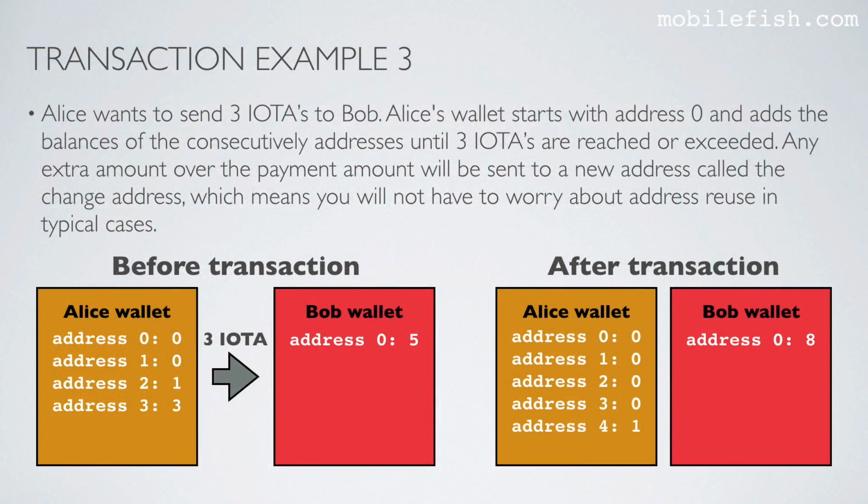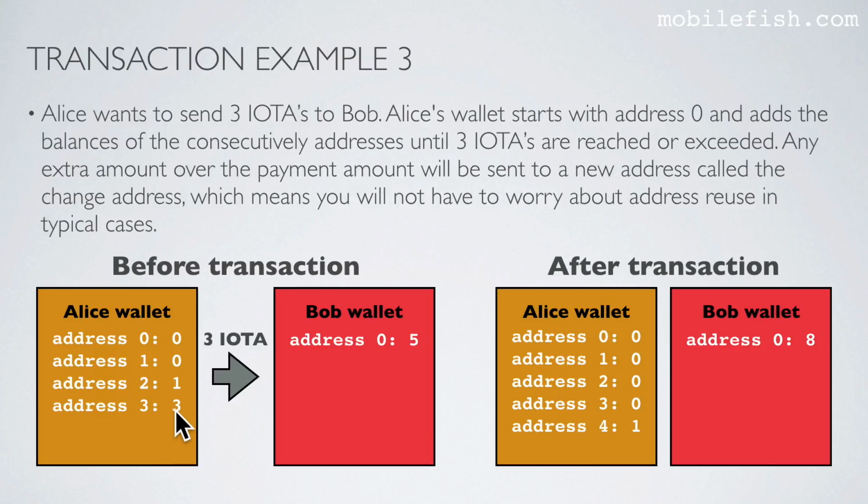This is transaction example 3. This is the situation before the transaction. Alice wants to send 3 IOTAs to Bob. The wallet starts with address 0. It finds a balance of 0. It takes the next address and it also finds a balance of 0. It takes the next address and finds a balance of 1. But that's not enough because we need to send 3 IOTAs to Bob. So we go to the next address.